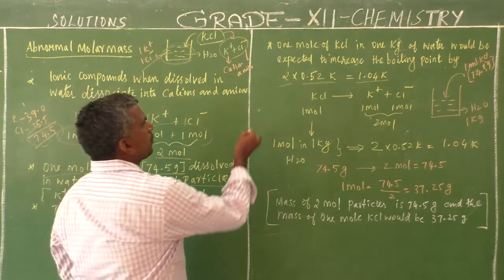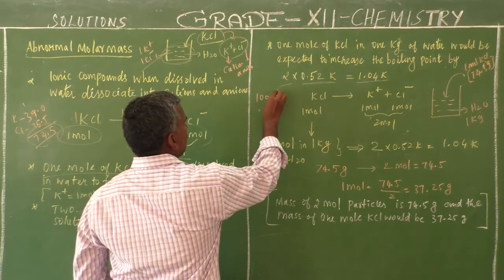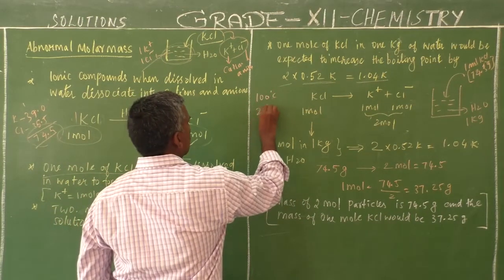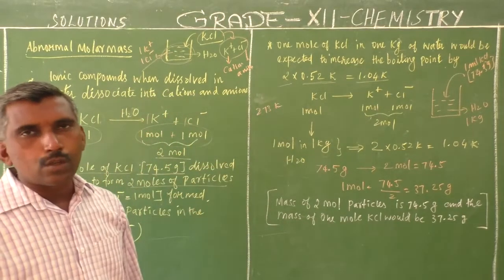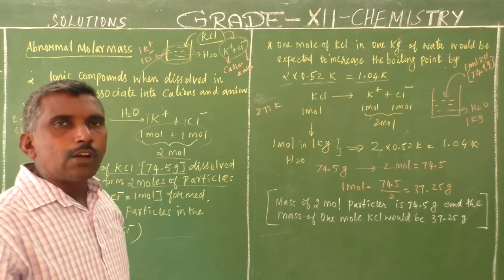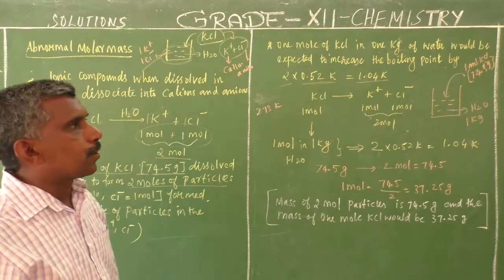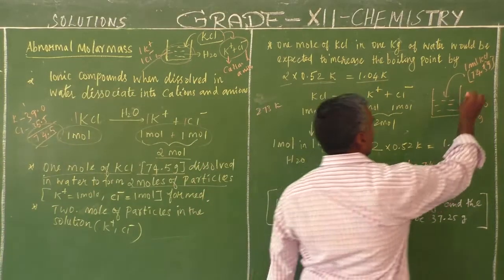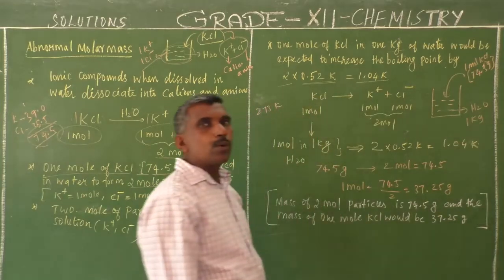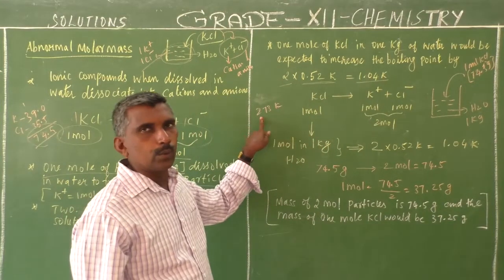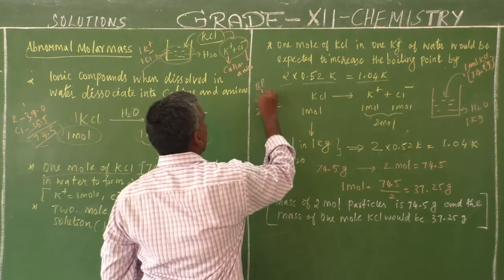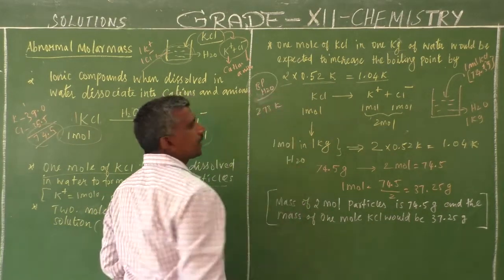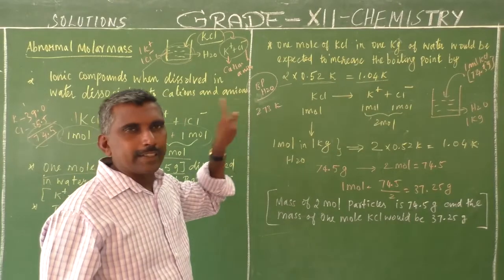Actually, what is the boiling point of water? 100 degrees centigrade, that is 373 Kelvin. Now a non-volatile solute is added to the pure solvent. This is the true value for the boiling point of water.